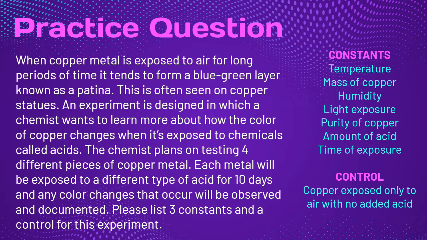Now remember, our control is for comparison. We want a piece of copper that's going to just experience very standard normal conditions. And in this case, we would just want to have a piece of copper that's constant in all the same ways, and it's only being exposed to air. So there's going to be no added acid whatsoever. Did you get that right?